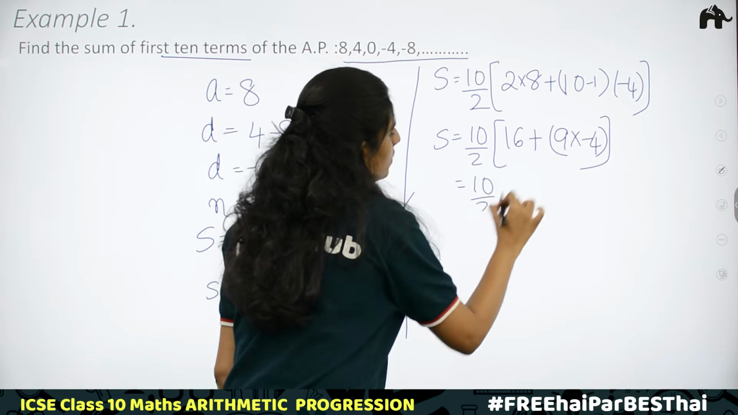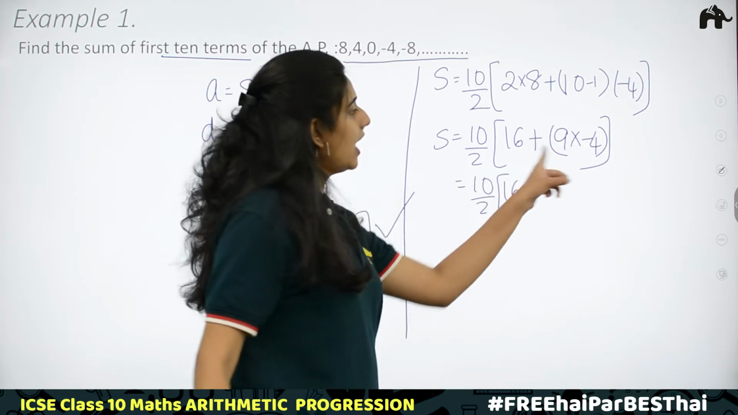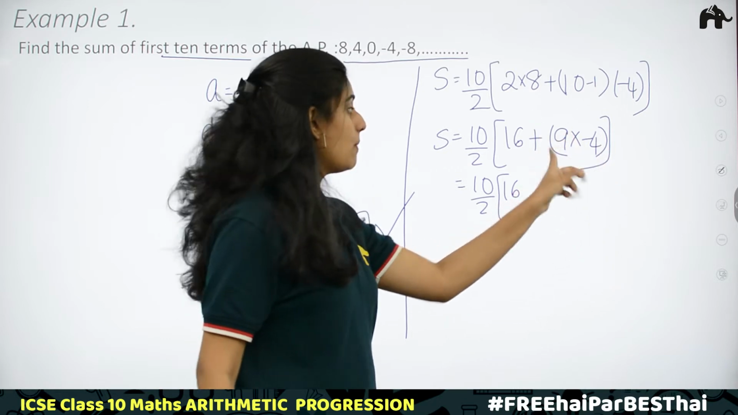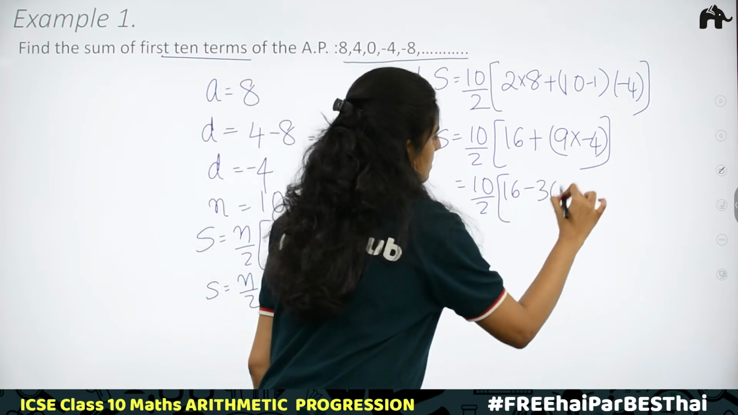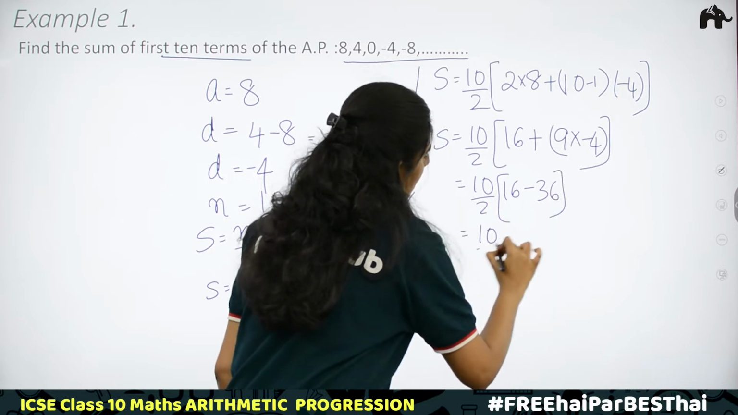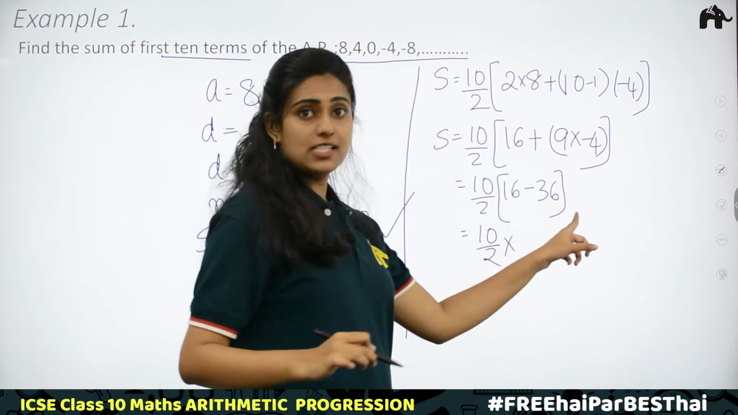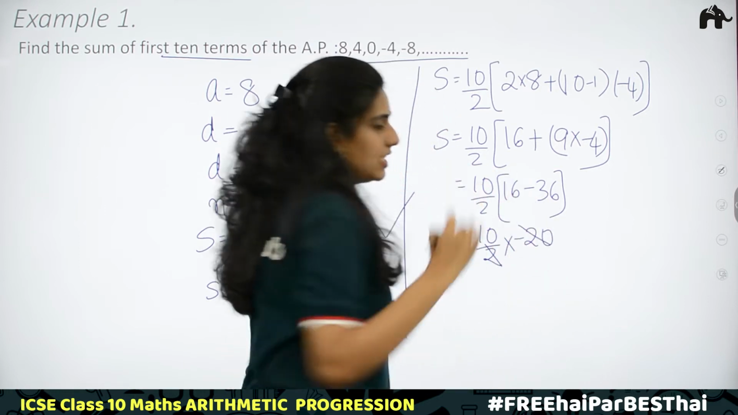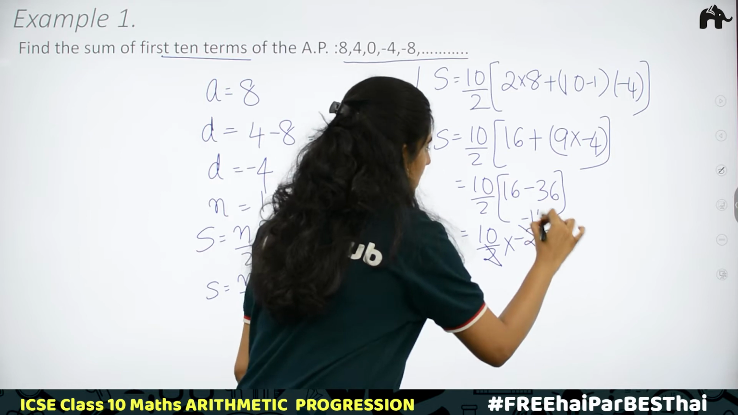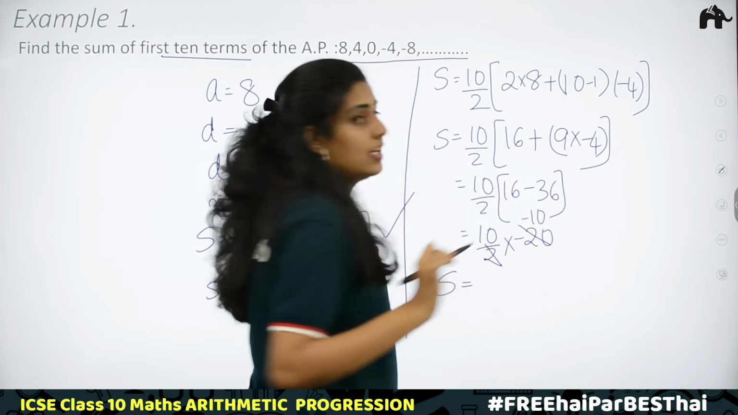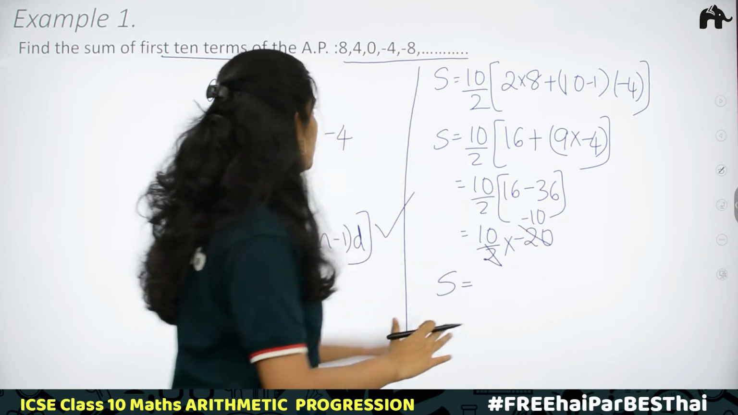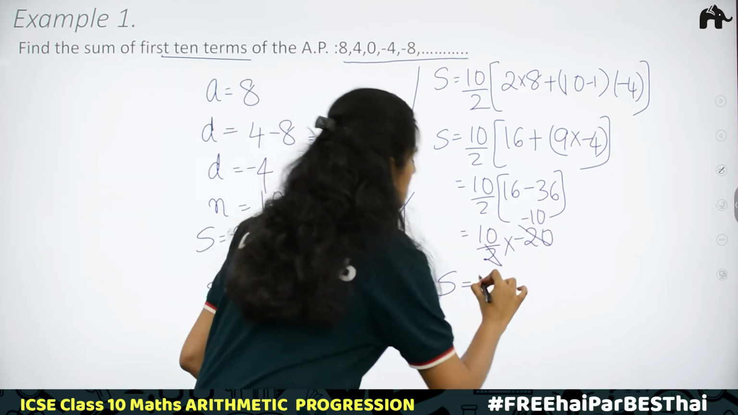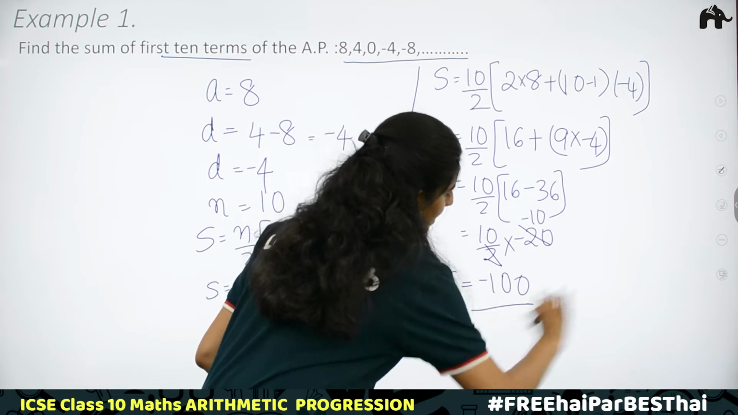10 by 2 into 16, 9 into minus 4. 9 into 4 is 36. Therefore, we have a minus here, minus 36. What do we get? 10 by 2 into 16 minus 36 is minus 20. Okay. 2 and minus 20 can be cancelled. We get minus 10 here. Therefore, the sum of the first 10 terms of this AP is equal to 10 into minus 10, which is minus 100. Very simple, right?